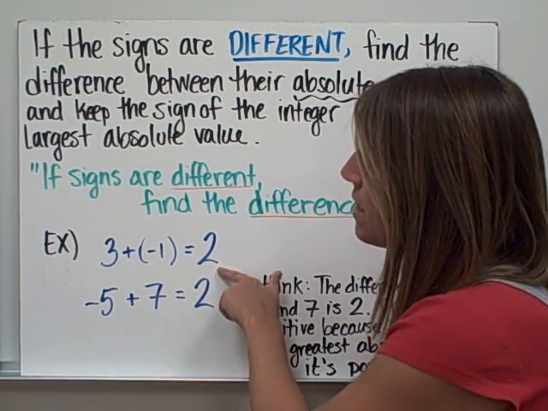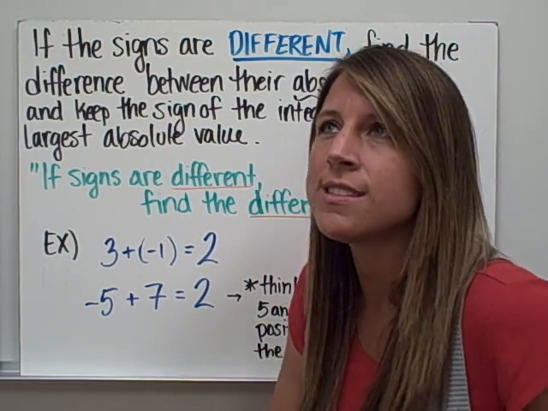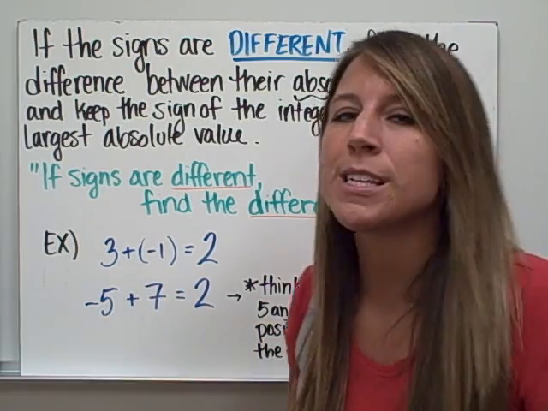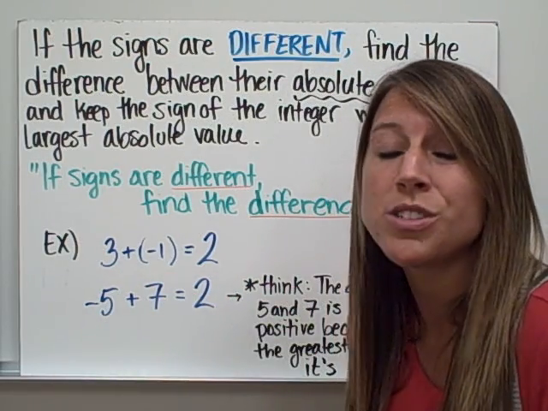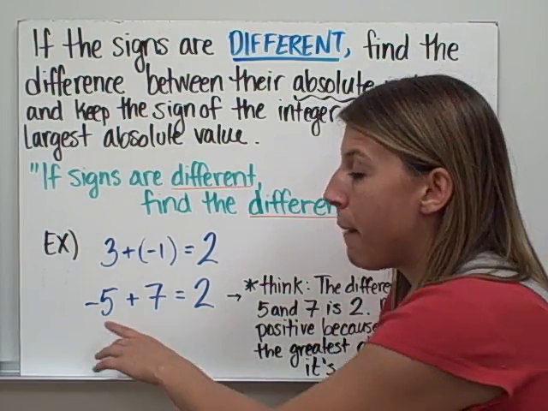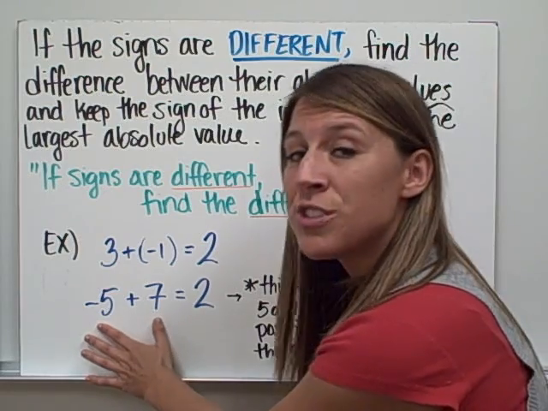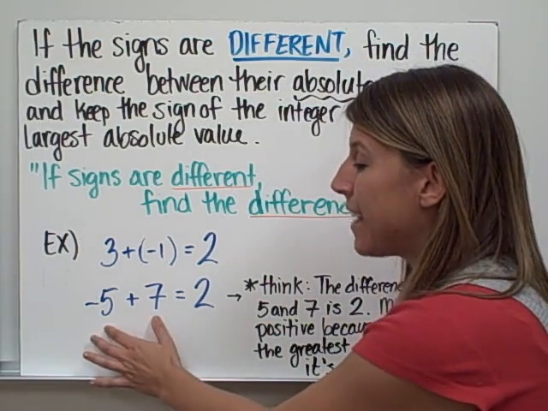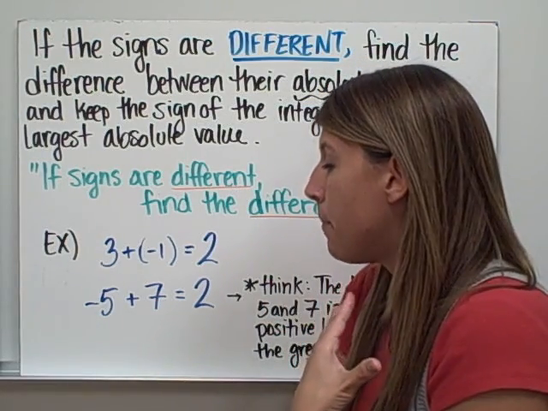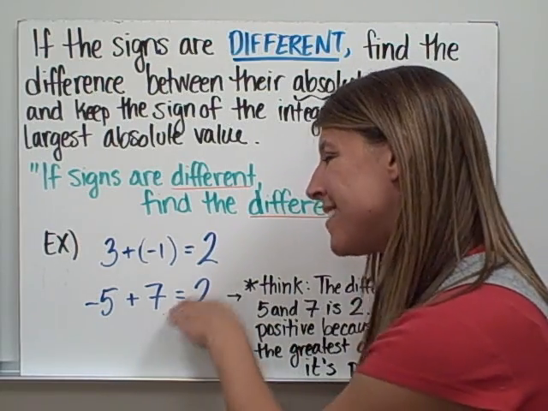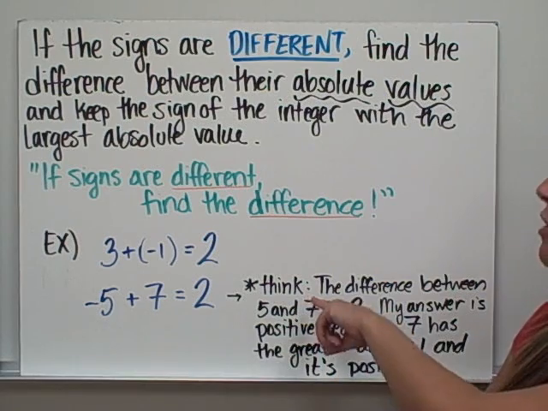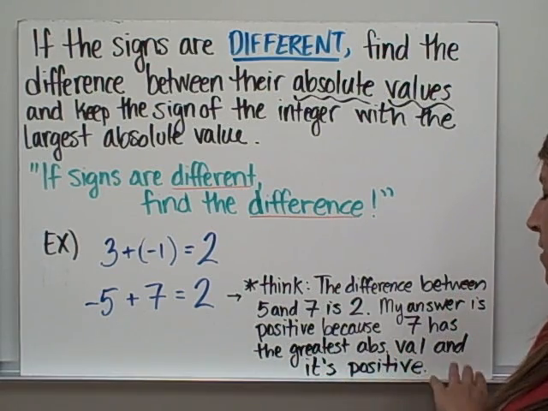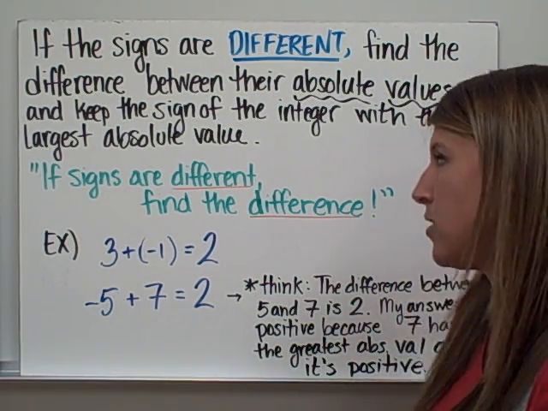And so I know that 2 is at least part of my answer, and the last thing I have to think is, well, which one of these numbers has the largest absolute value? That number would be 3, and because 3 is positive, that means my solution is positive, so it just remains a +2. Same thing for the problem -5 plus 7. Signs are different, so I think, what's the difference between 7 and 5? Well, the difference is 2. Which of these numbers has the largest absolute value? Well, that's 7, and 7 is positive, so my answer is positive.